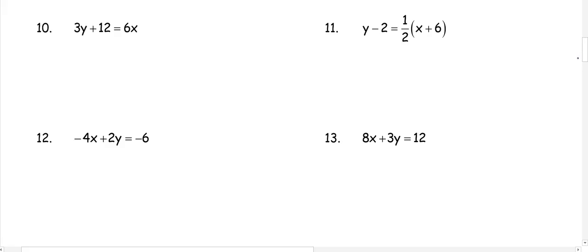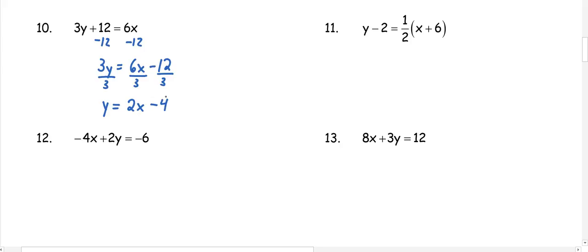Number 10, 3y minus 12 equals 6x. So first step to solve for y is we want to subtract 12 from both sides. Remember, 6x and 12 are not like terms, so they get right next to each other. 3y equals 6x minus 12. The next step to get y by itself is to divide everything by 3. So y equals 2x minus 4.